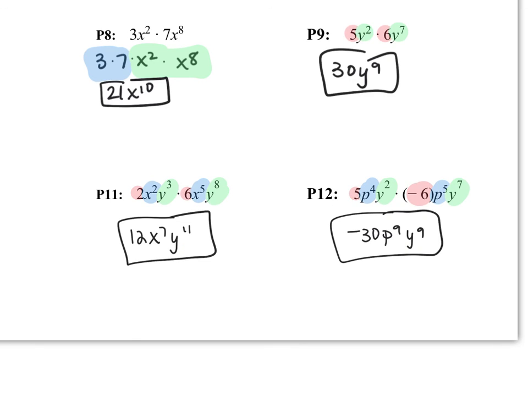On number 12, I can multiply 5 times negative 6 to get negative 30. Remember, a positive times a negative is a negative. P to the 4th times p to the 5th is p to the 9th, and y to the 2nd times y to the 7th is y to the 9th.